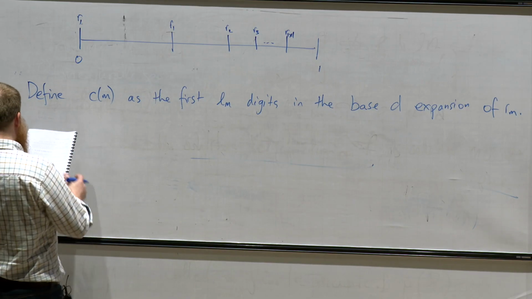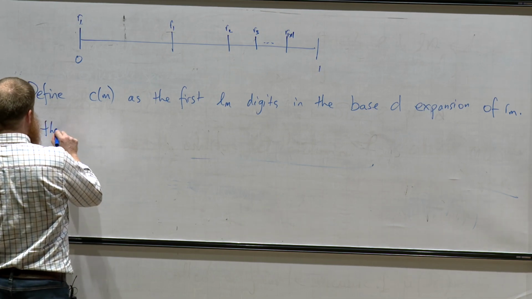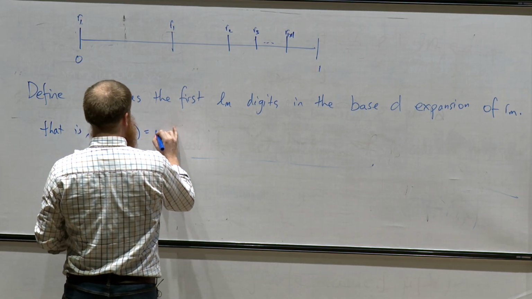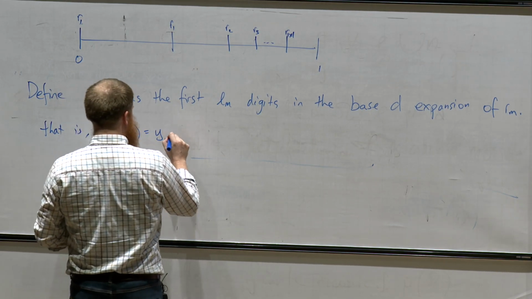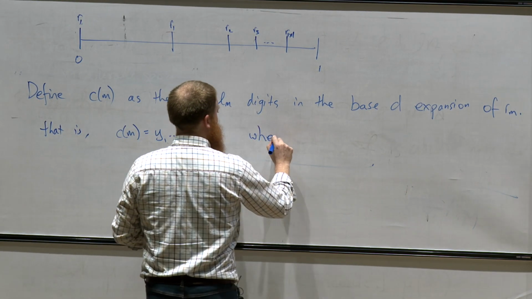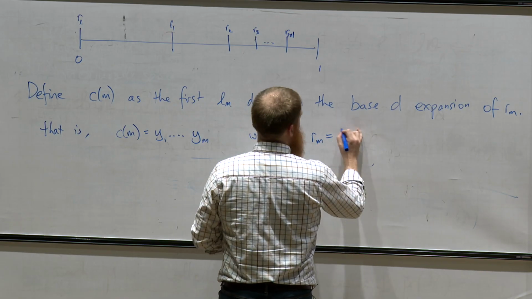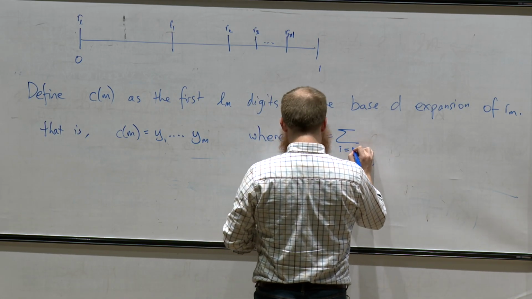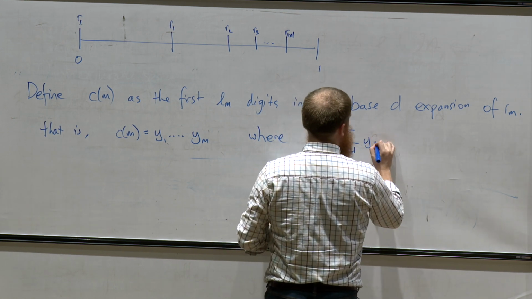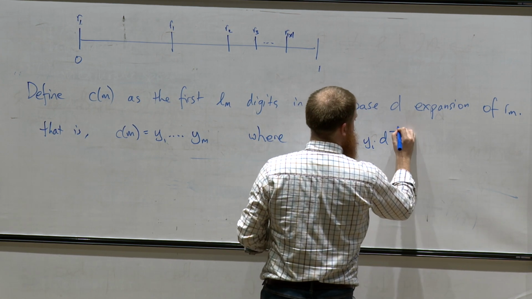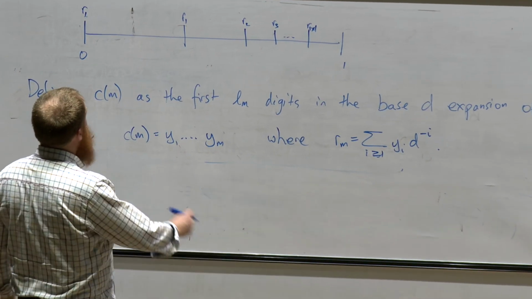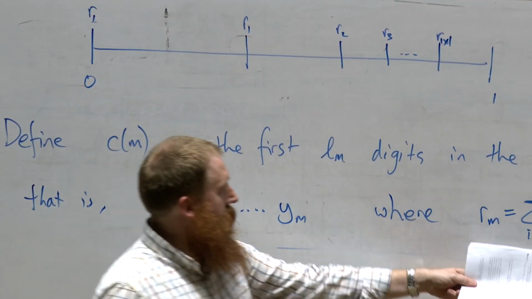Okay, so that is, let's be careful, Cm is y1 up to ym, where Rm is equal to the sum for i greater than or equal to 1 of yi d to the minus i. So I've just replaced this by the binary expansion that I'm getting out of here.